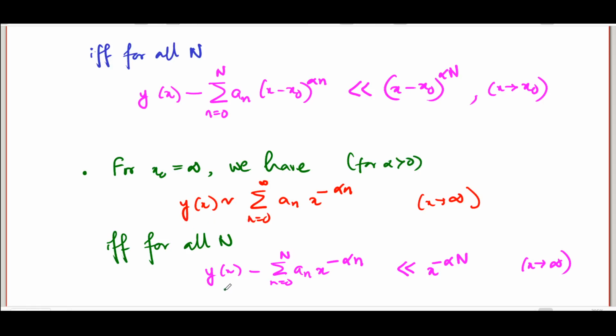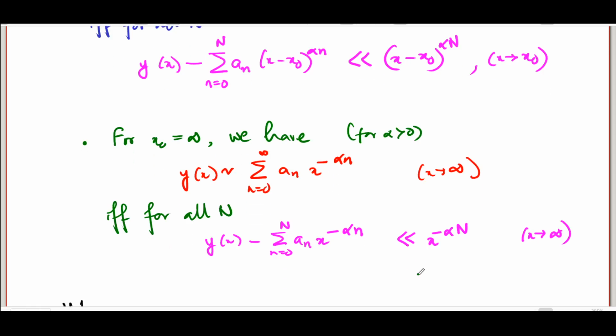If once again the same thing really happens, if you do a partial sum and take it away from y of x, the difference is negligible compared to the last term that you have retained, x to the minus alpha capital N in this case. If that happens, you say the series is asymptotic at infinity.